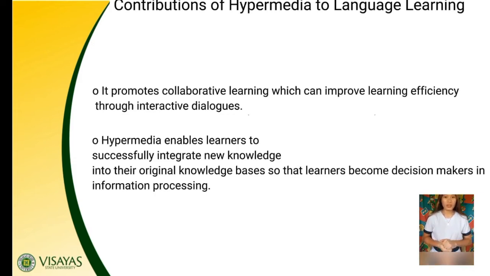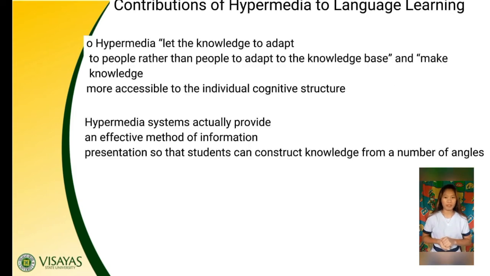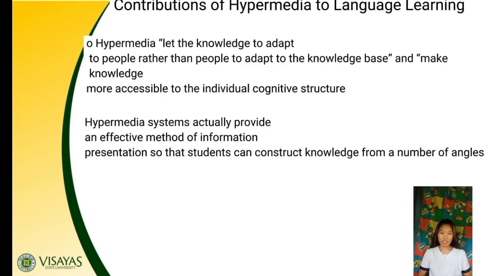in information processing. Let the knowledge adapt to people rather than people adapt to the knowledge base, and make knowledge more accessible to the individual cognitive structure. In this way, learners can choose to follow the locus of explicit chain characterized by clear marks. Hypermedia systems actually provide an effective method of information presentation so that students can construct knowledge from a number of angles.